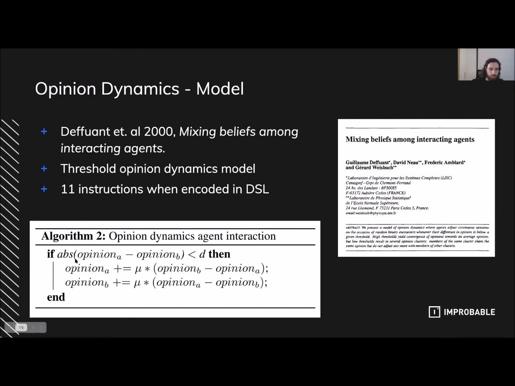So you can see this is the agent update function that we're learning. It's only 4 lines in pseudocode, but this is actually 11 instructions when encoded in the DSL, because you can only do one mathematical operation per line. So this would actually be several lines, like a multiply line, then a minus, and then a multiply. So that's just to say that this is still quite a challenging program synthesis problem.